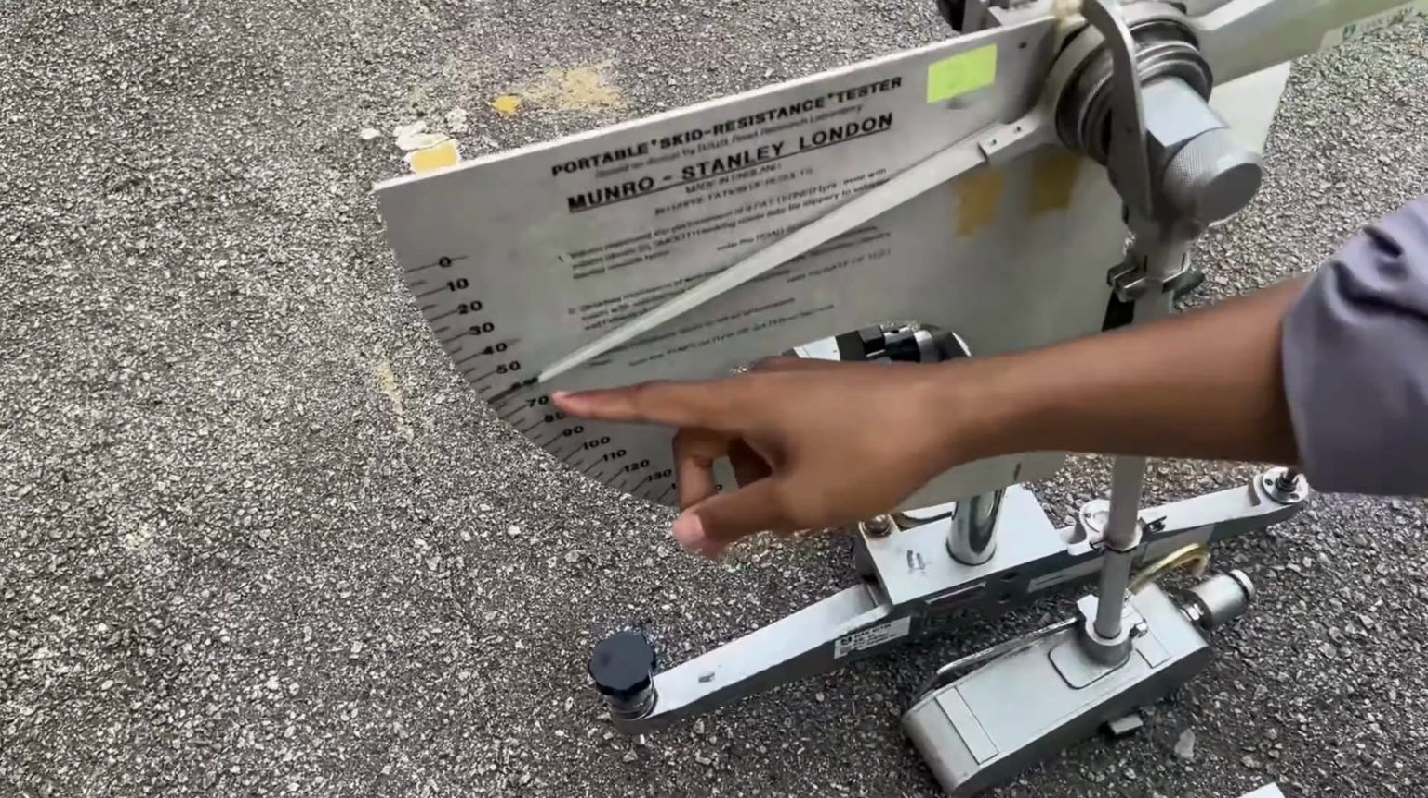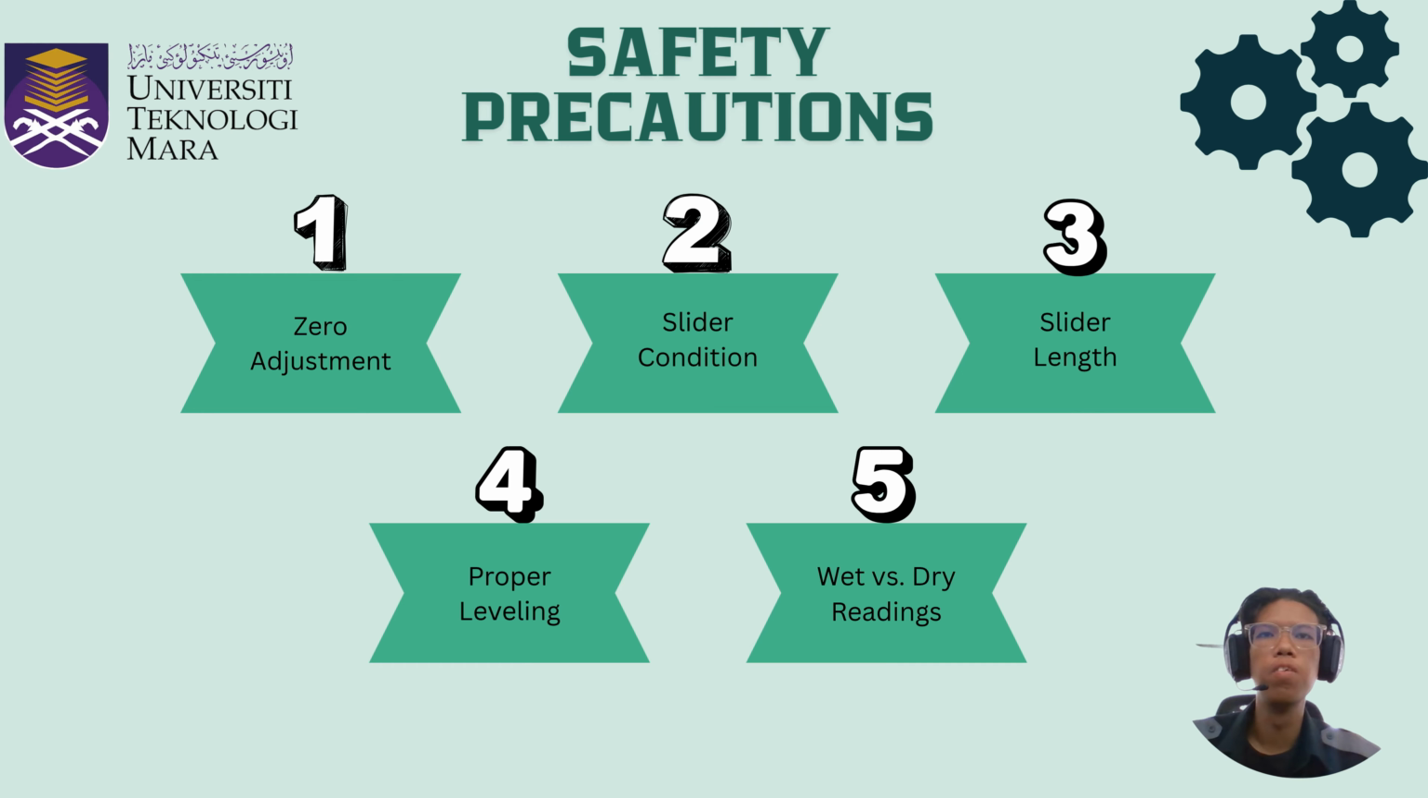Before starting the lab session, let us quickly review the 5 essential safety precautions. First, check your zero adjustment and inspect the slider condition. Next, verify the slider length and ensure proper leveling of the apparatus. And finally, always remember to account for wet versus dry readings. Follow these 5 steps carefully for accurate results and a safe lab environment.